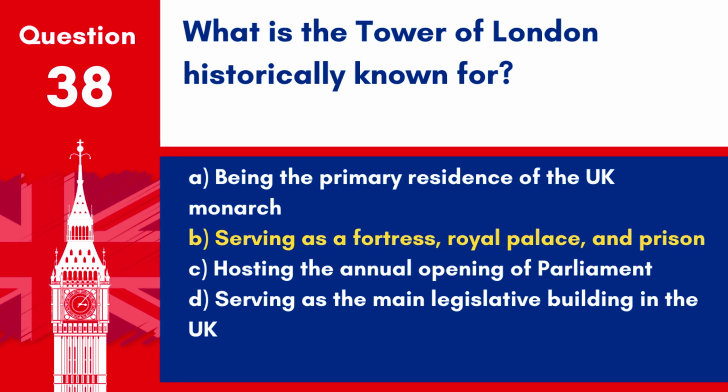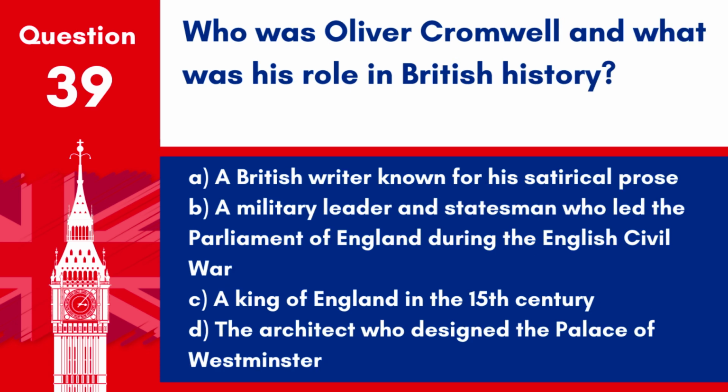Answer B. Serving as a fortress, royal palace and prison. The Tower of London has a diverse history, being used as a fortress, royal palace and a notorious prison. Question 39. Who was Oliver Cromwell and what was his role in British history?